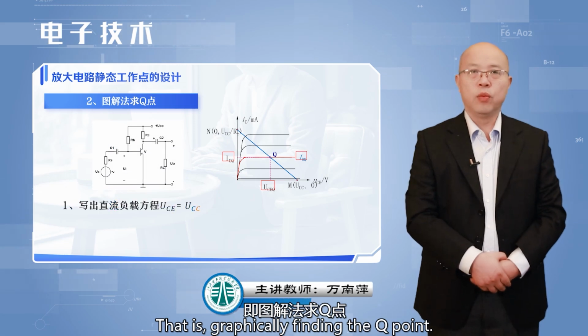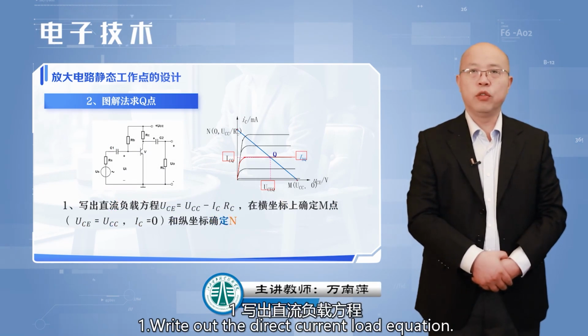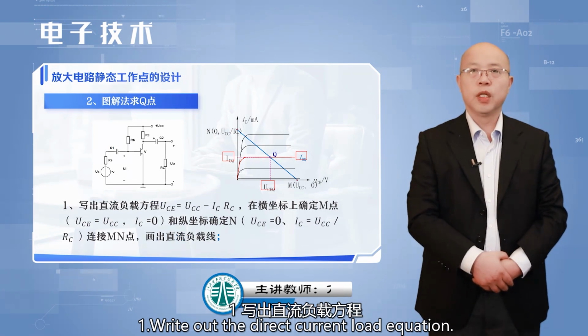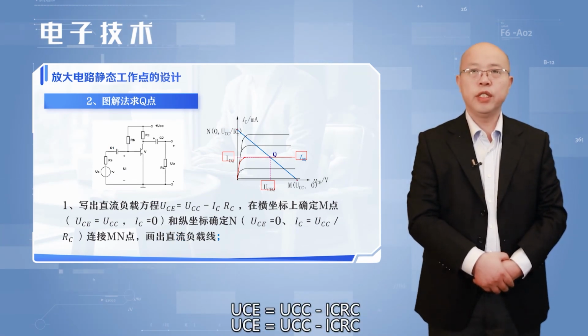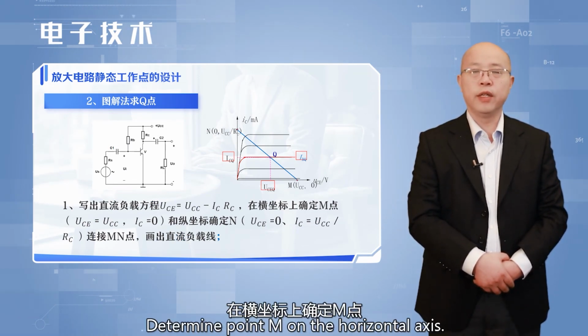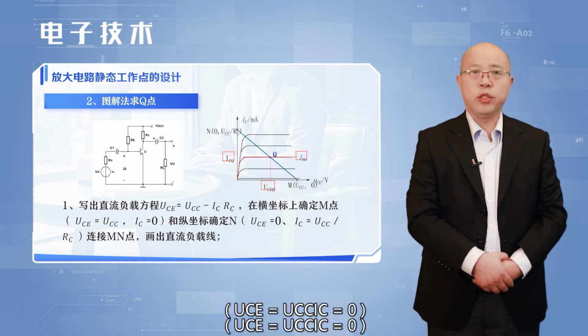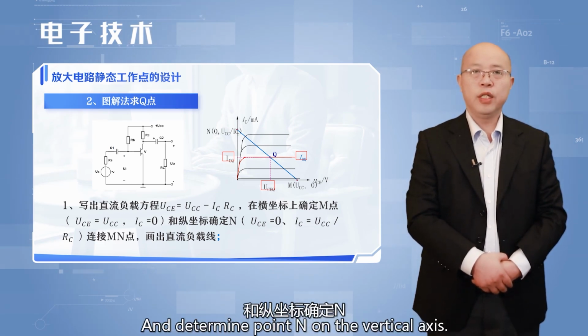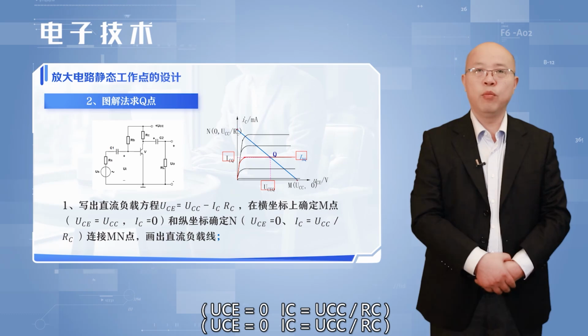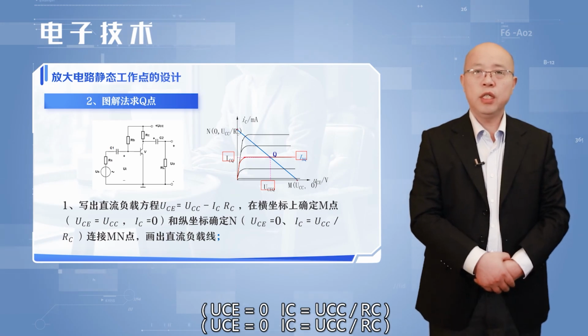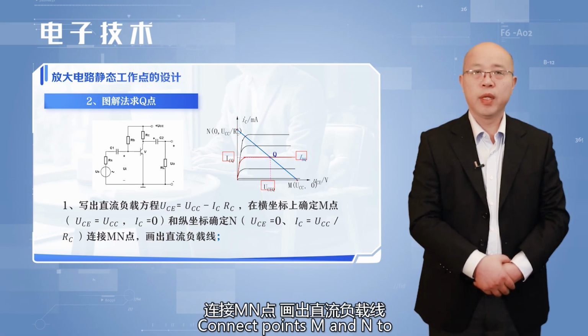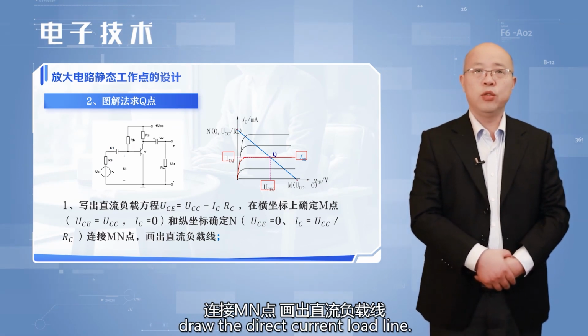We can also use the output characteristic curves of the transistor to find the static working point, that is, graphically finding the Q point. 1. Write out the direct current load equation: UCE equals UCC minus IC times RC. Determine point M on the horizontal axis: UCE equals UCC, IC equals 0. And determine point N on the vertical axis: UCE equals 0, IC equals UCC divided by RC. Connect points M and N to draw the direct current load line.